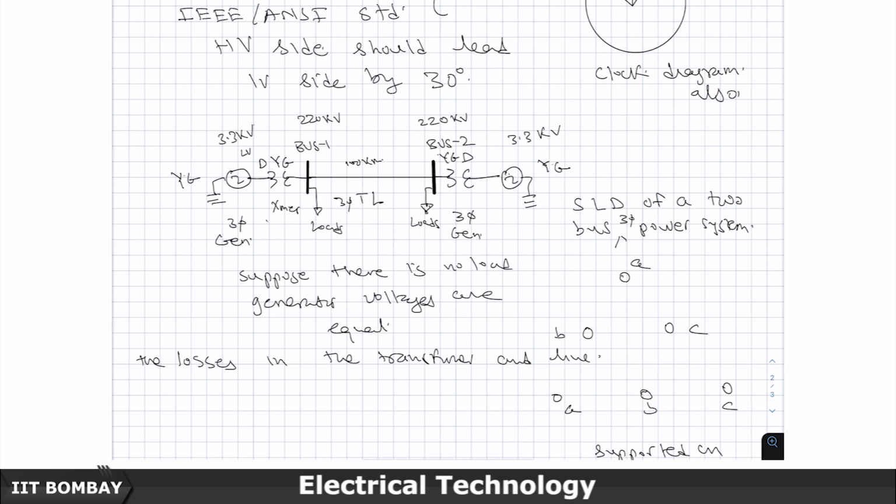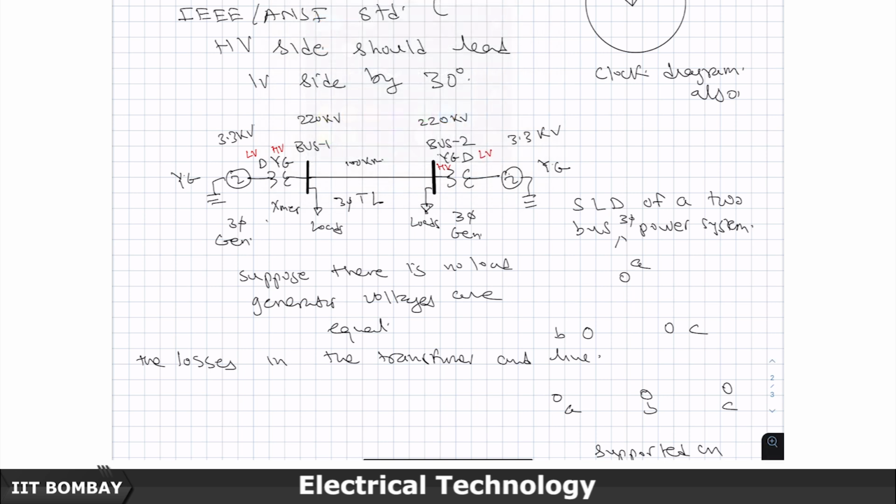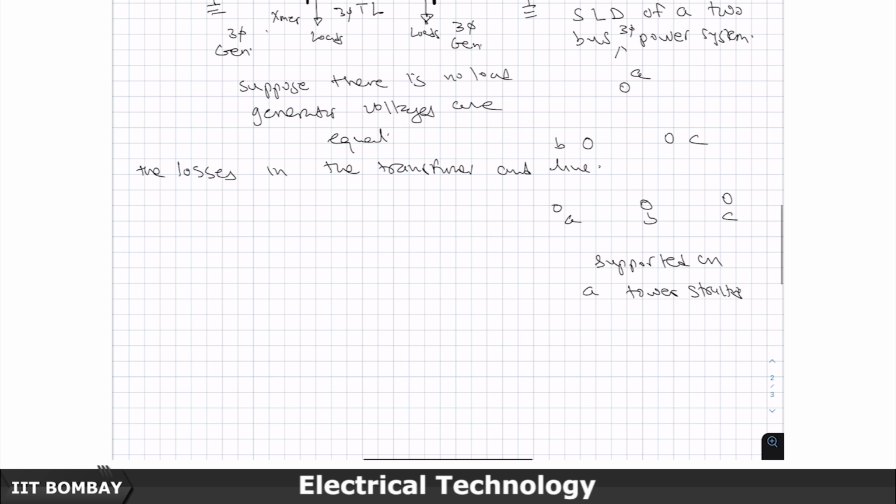So, this is my LV side, this is my HV side, this is my LV side, this is my HV side, and I want to connect the transformer exactly in the same way on both sides, so that the magnitudes of these voltages in the unloaded condition are the same, and the phase shift should also be the same.